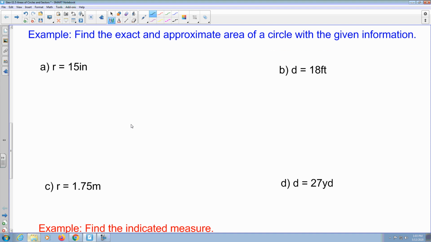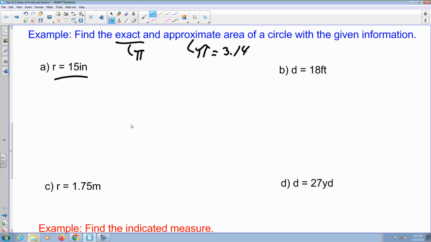All right, so here it says they want you to find the exact and the approximate area of a circle with the given information. Remember, when you have exact, you're going to use pi in your answer. If you're looking for the approximation, you're going to approximate pi as about 3.14 and go about solving it from there.